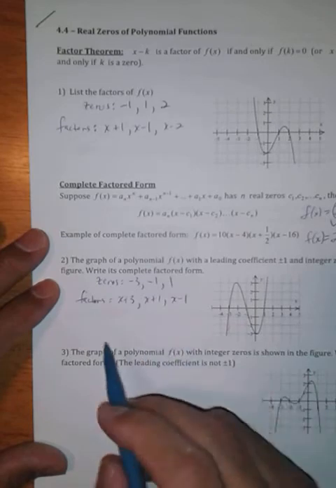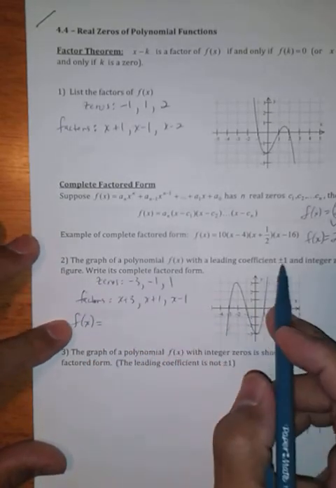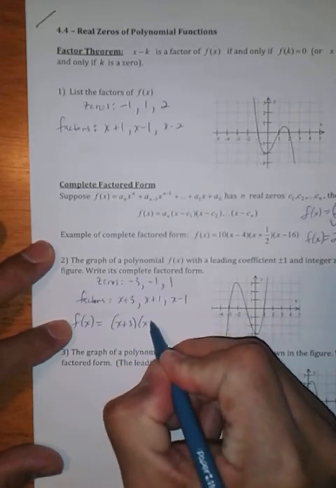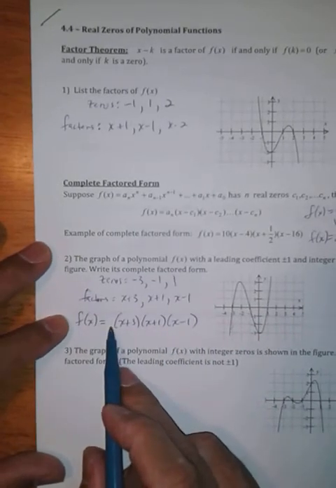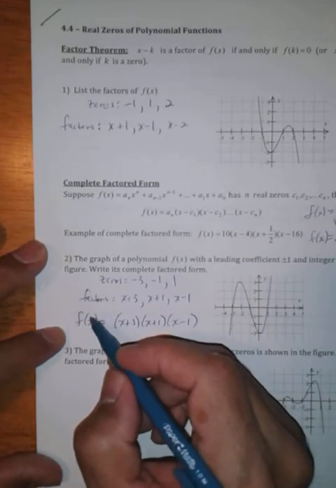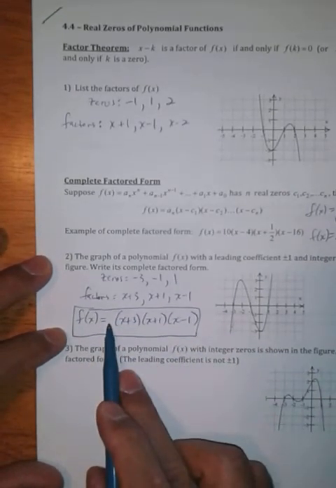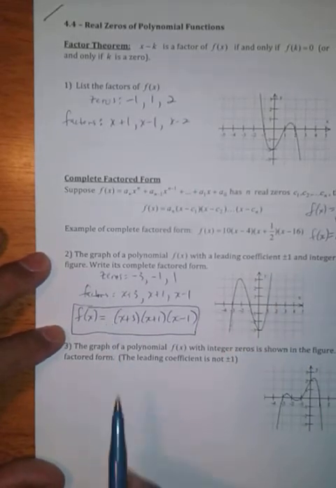Okay? So our complete factored form is 1 times x plus 3 times x plus 1 times x minus 1, where the leading coefficient is 1. And notice I don't write the 1 because we don't write 1s. If it's only a 1 like 1x, we don't write 1x, we write x. Same thing here. So a sub n is 1, we just don't write it. If it was a negative 1, by the way, we just write the negative in front.